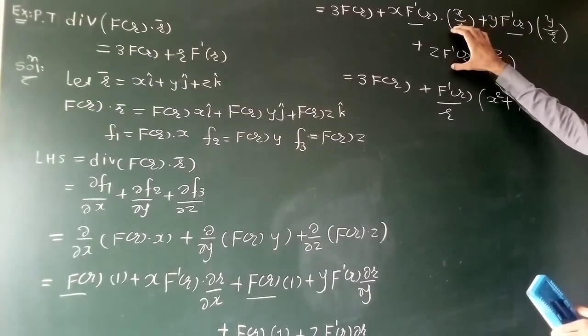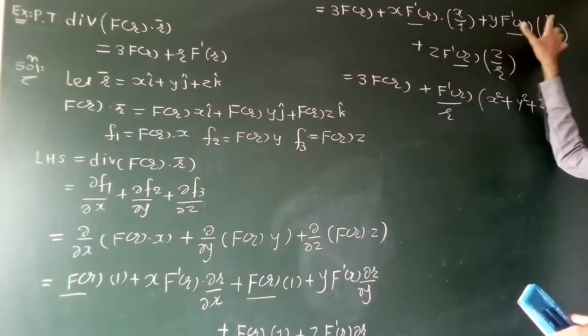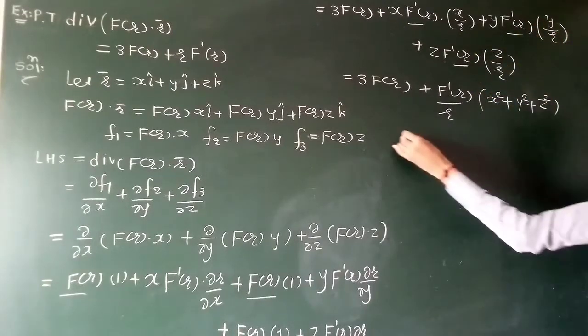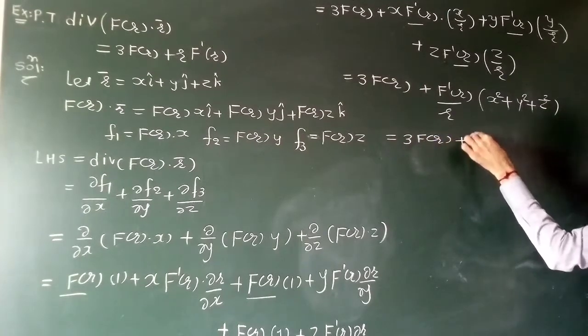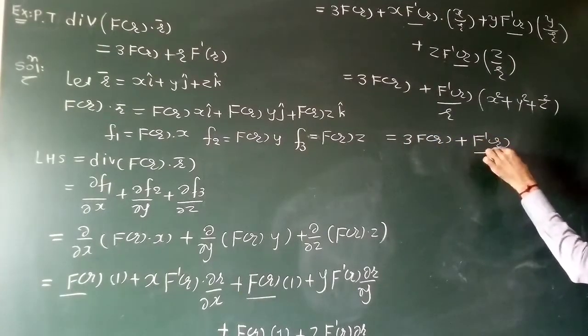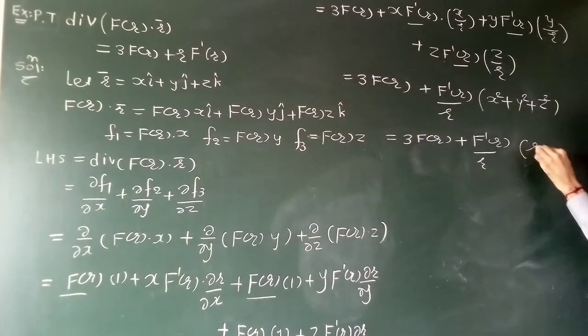Remaining terms: from these we have taken f dash r upon r common, so what remains is x square plus y square plus z square. Now simplify this. We write 3f of r as it is plus f dash r upon r, and the value of x square plus y square plus z square is r square.